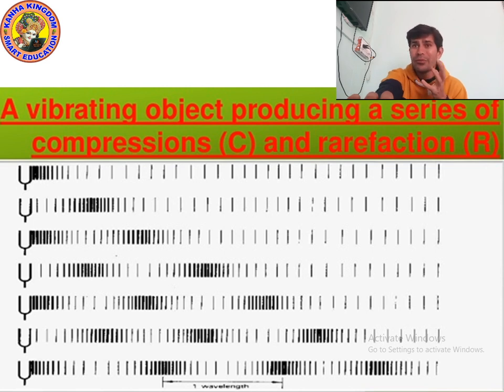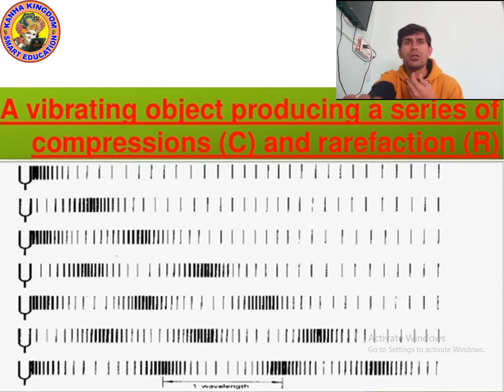The compression moves away from the vibrating object. When the vibrating object moves backward, it forms an area of low pressure, which is called rarefaction. As the object moves to and fro rapidly, it produces a series of compressions and rarefactions in the air, which makes the sound propagate in the medium.